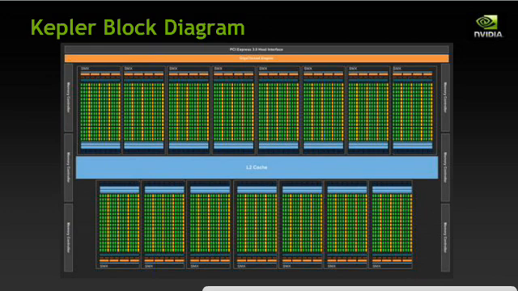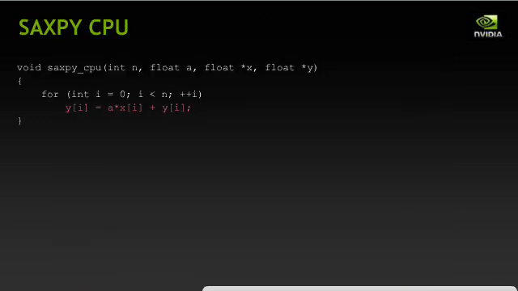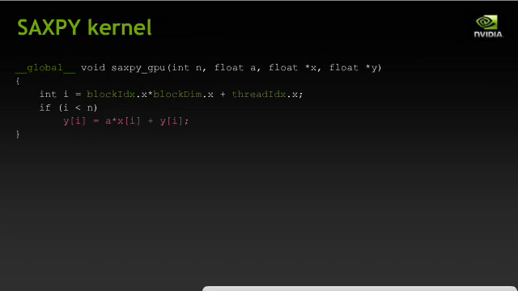All right, so back to our example, our SAXPY example. This is the kernel or the function we're going to accelerate. So this is the serial version on the CPU. And then this is the GPU version, our SAXPY kernel. Nothing overly fancy. We didn't change much.